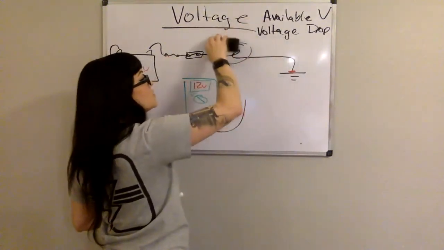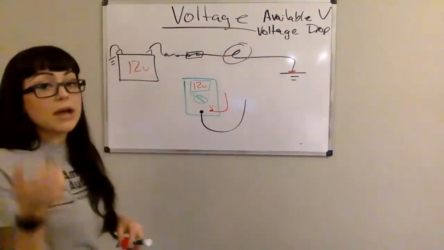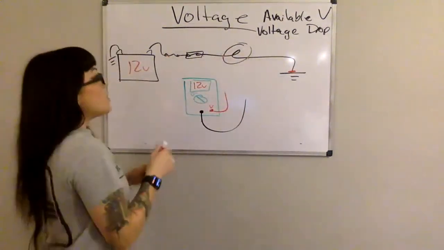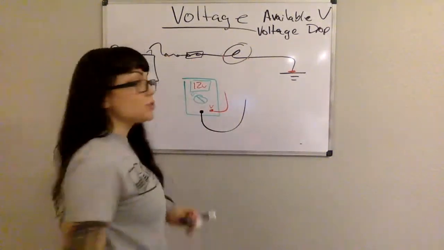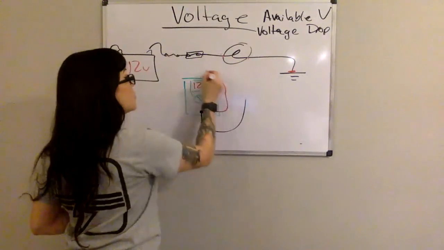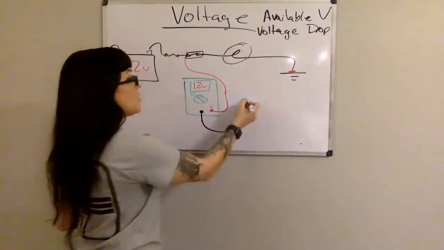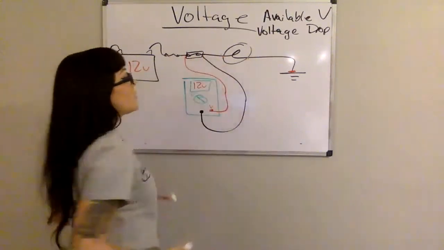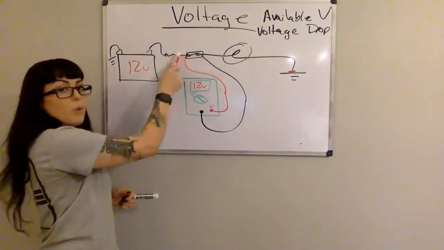But in another situation, you might not know if a reading is correct or not, depending on how you hooked it up. What if I want to know how much voltage is being used across that switch? I would hook up one lead on one side, and I'd hook up my other lead on the other. And again, it's reading the difference between these two points.